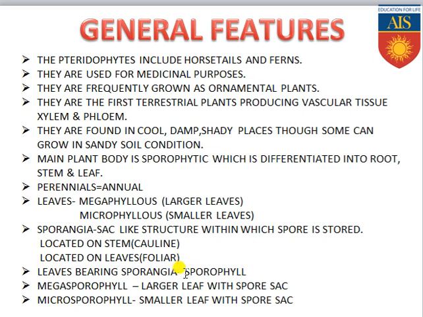Sporophyll can be of two types. One is megasporophyll, another one is microsporophyll. Microsporophyll is very easy: a smaller leaf with spore sacs, because microphylls means smaller leaves. So if smaller leaves are present with spore sacs, it is known as microsporophyll, and if larger leaves are present with spore sacs, that is known as megasporophyll. So microphyll is the smaller leaves, and microsporophyll means smaller leaves with spore sacs, and megaphyll means larger leaves, and megasporophyll means larger leaves with spore sacs present on the under surface.